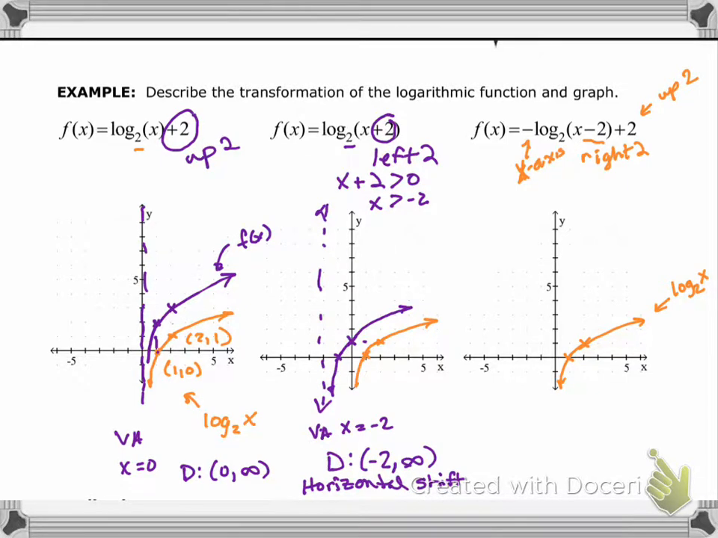So first off, my domain comes from the x minus 2 has to be greater than 0. So that means x has to be greater than 2. So my domain is going to be 2 to infinity. So my vertical asymptote is going to be 2 right here. X equals 2. That's where it's changing to. All right, and that right 2 means I take each of these points and I go over 1, 2, 1, 2. So that's the first one.